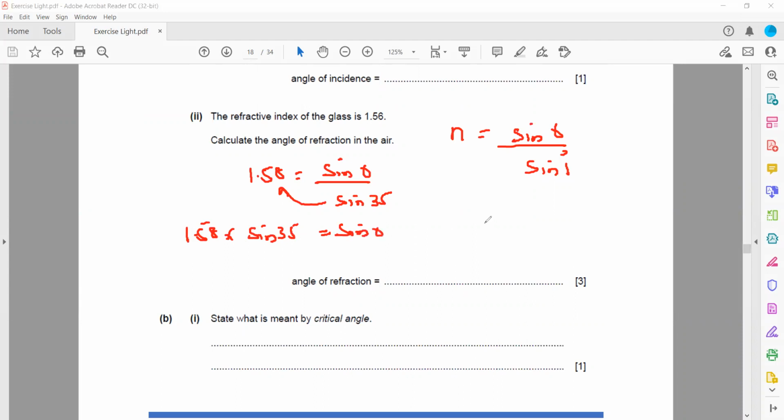When we multiply these two values, it was 0.9, which is equal to sine r, and we need r only, so sine will move to the other side. It will become sine inverse. So it will be sine inverse 0.9 is equal to r, which is 64.23 degrees.